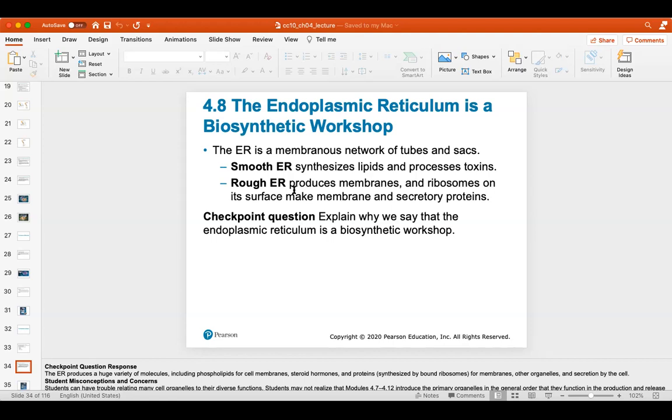Rough ER is called rough because it's studded with ribosomes. Because it has ribosomes, it'll be important for creating proteins. And why do we call the endoplasmic reticulum a biosynthetic workshop? Because it's synthesizing lipids, which are fats, or it's synthesizing proteins. So it's kind of this workshop.